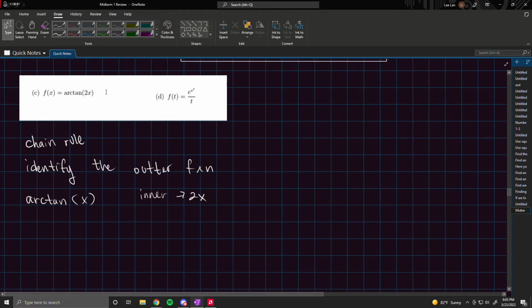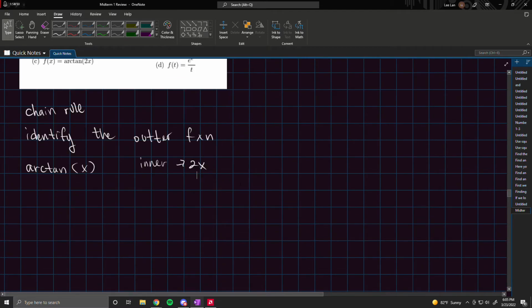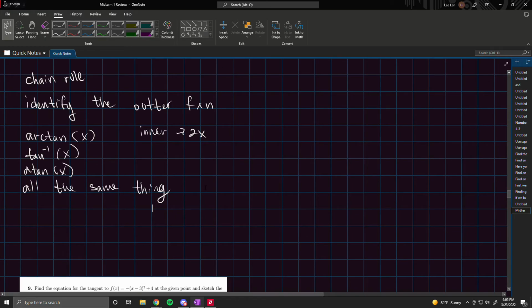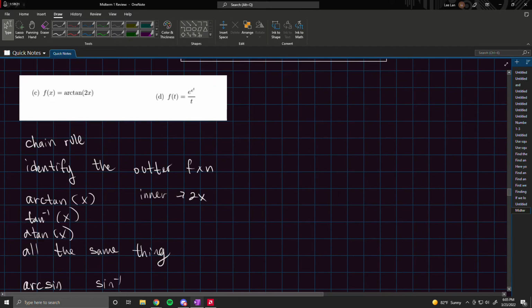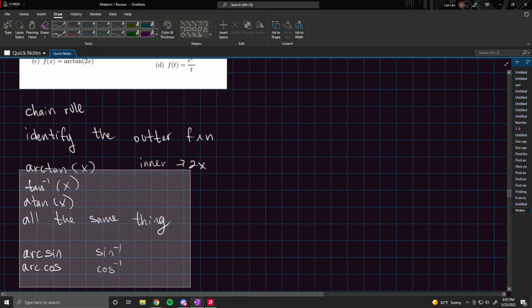Oh yeah, and I think students got confused on what arctangent is. Arctangent and tangent inverse, and also sometimes written like this. These are all the same thing. Similarly, arc sine, arc cosine, and then sine inverse, cosine inverse, also the same thing. I think I had some students get confused about that.